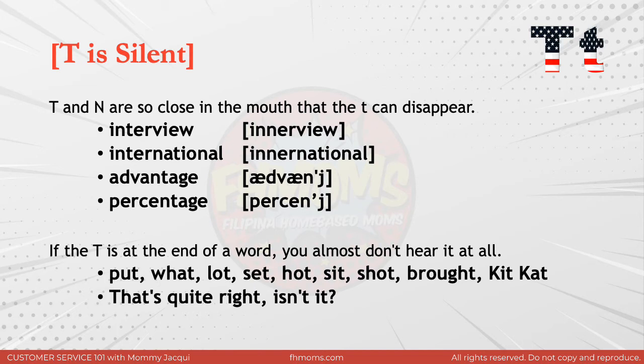Now, if the T is at the end of a word, you almost don't hear it at all. So, for example, you say put, what, lot, sit, hot, shot, brought, Kit Kat. That's quite right, isn't it? Okay, I know it sounds weird at first, but if you try to say this several times, it will sound a lot better, okay?